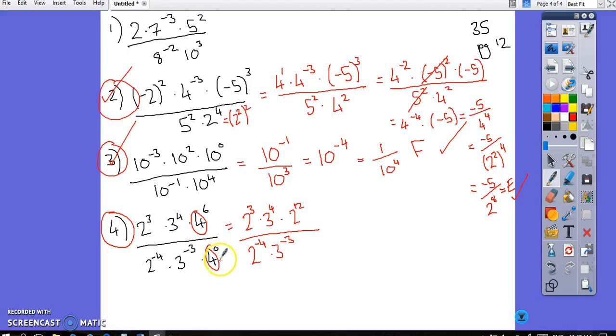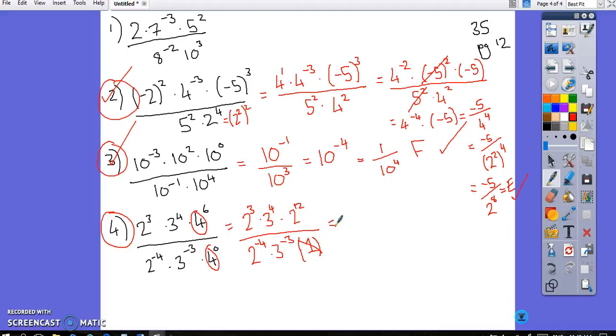times 4 to the power of 0, but hang on a second, I don't need to do it for this one, because I know that anything to the power of 0 is 1, so this is just times by 1, but anything times by 1 is itself, so that's actually irrelevant.